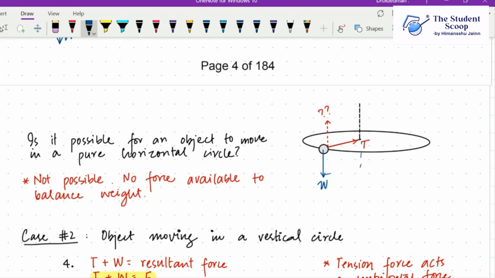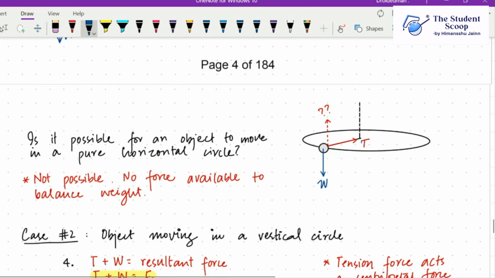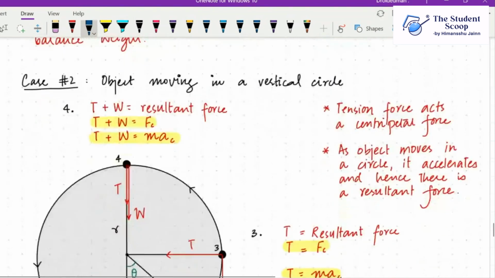Okay, so we need to have the vertical component at least some, so that we can balance the weight here. So this is where we need to have that knowledge, that the resultant force has to point towards the center. Okay, I have one more case here.